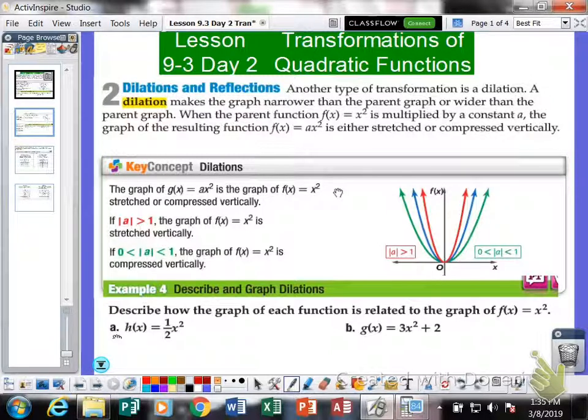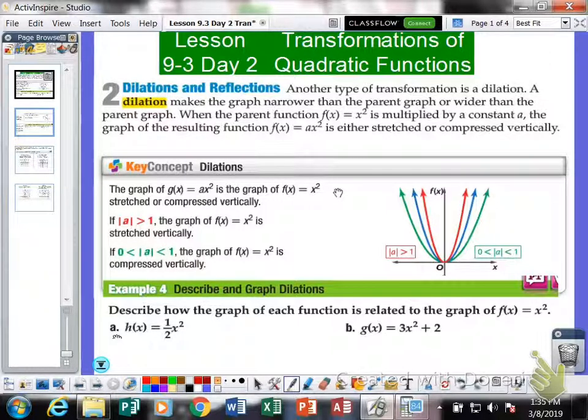So we have this graph, g of x equals ax squared, which is the graph of that parent function x squared. Notice that there is a coefficient in front of x squared now. That leading coefficient is going to tell us whether we stretch it or compress it. So if the absolute value of a is greater than 1, then we have stretched vertically. If the absolute value is between 0 and 1, then we compress it. Okay, so we need the absolute value.